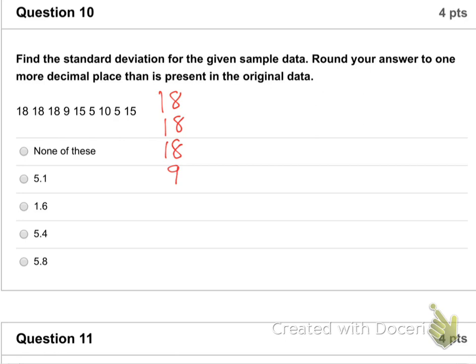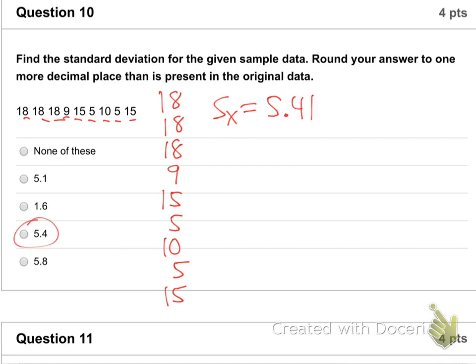10, 5. I think I didn't miss it. Let's see, 1, 2, 3, 4, 5, 6, 7, 8, 9. Yeah. All right, so put those in your calculator and then hit the buttons. So it's the S of X, and I'm getting 5.41. So it'd be this one, 5.41.